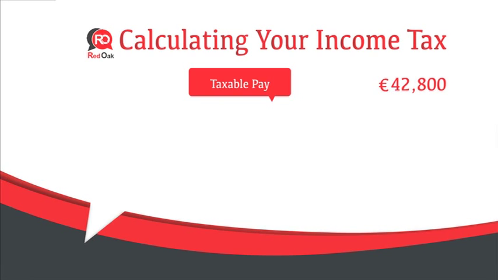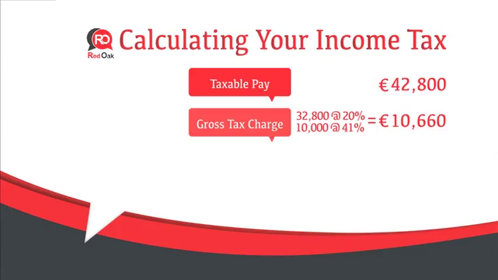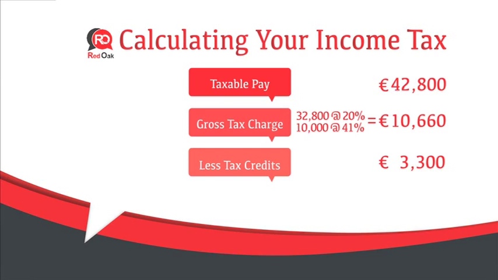So, if we take an example of someone who earned $42,800, we will charge $32,800 at 20% and $10,000 at 41%, giving us a gross tax charge of $10,660. Reduce this by the typical tax credits amount of $3,300, you get a final tax charge of $7,360. As you can see from the examples above, two of many ways to reduce your tax bill are to increase your tax credits or increase the rate band amount. If these are done after the end of the year, it typically results in a tax refund.